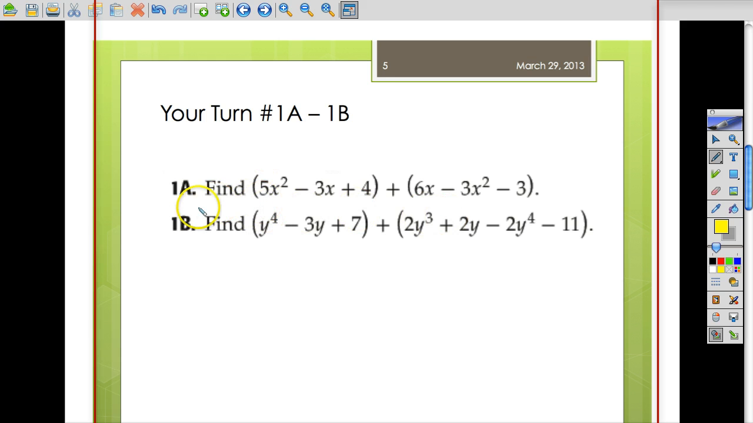Okay, so go ahead, try 1A and 1B. Again, you can do it any way you like, vertical or horizontal, whichever your preference is, you'll still get the same answer.